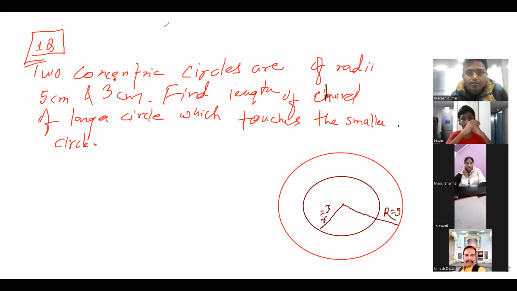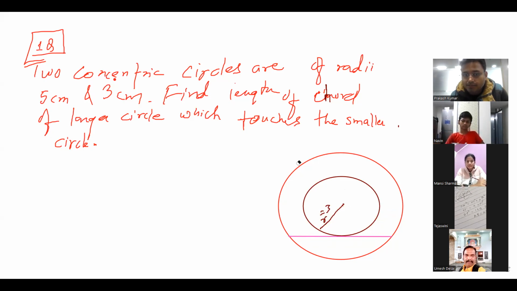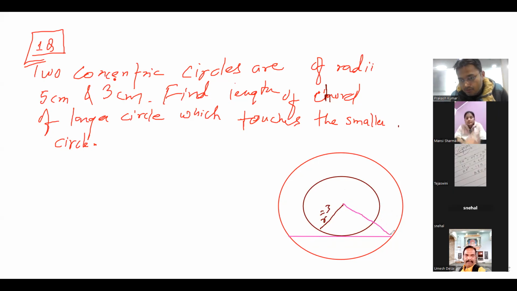It means what? Here we have a chord. Those who are not understanding, just see, you will understand. So all of you can see now that this pink color is the chord for the larger circle, right? And for the smaller circle, it is a tangent to the smaller circle. Be active, all of you guys. At least you should know these things. So now I am touching this point.